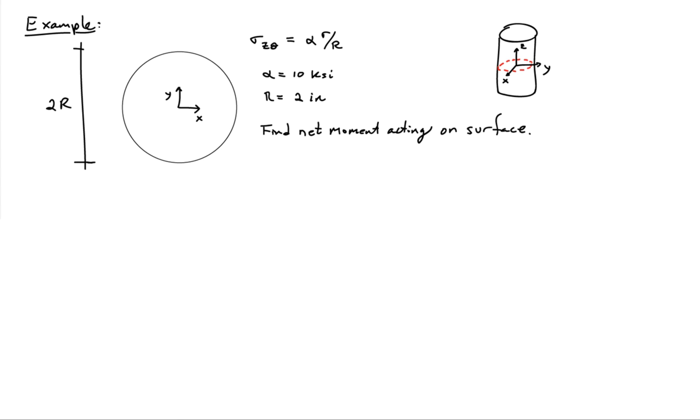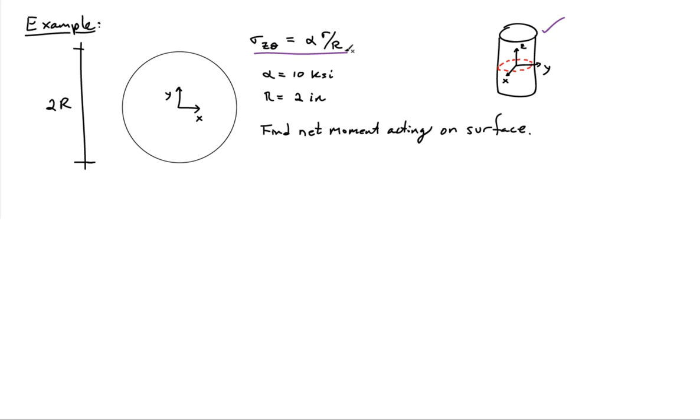In this example, let's consider a cylindrical body, and the state of stress in the body is given to us as sigma z theta is equal to alpha little r over big R. And alpha is a parameter. We're told it's 10 ksi, so thousands of pounds per square inch. Capital R is 2 inches, so the diameter of our circular bar here is 4 inches. And the question is to find the net moment acting on this cross-section shown here in red.